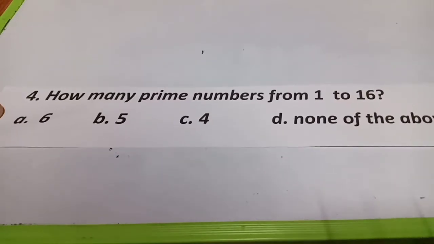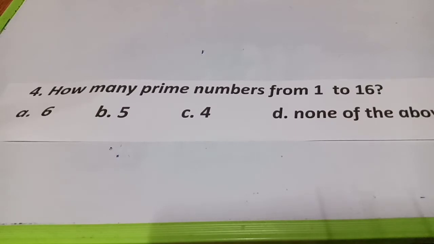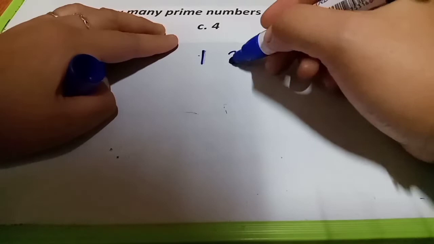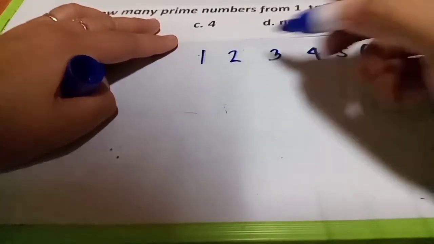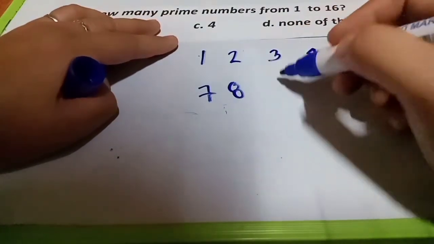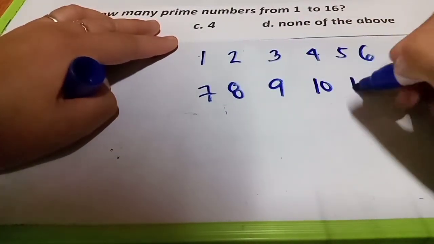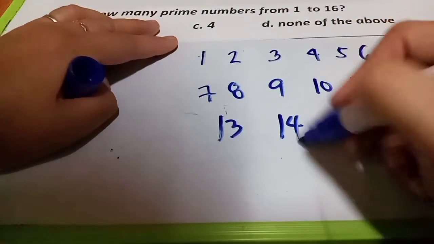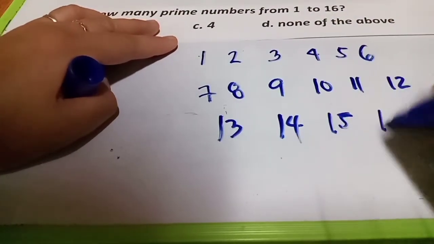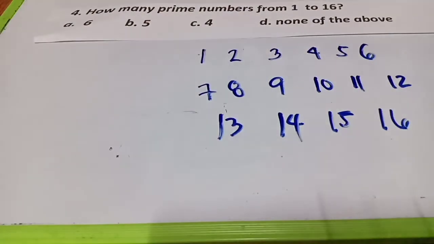How many prime numbers from 1 to 16? So all you have to do is to write first 1 to 16. 1, 2, 3, 4, 5, 6, 7, 8, 9, 10, 11, 12, 13, 14, 15, and then 16.